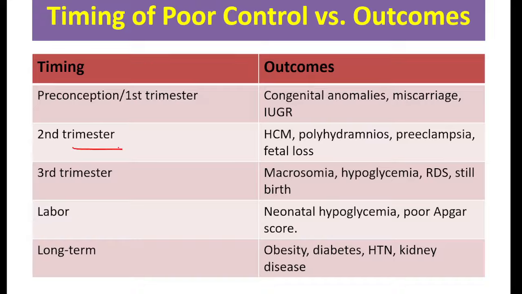In the second trimester, it can cause complications such as hypertrophic cardiomyopathy, polyhydramnios, preeclampsia, even fetal loss. Poor control in the third trimester increases the risk of macrosomia, hypoglycemia, respiratory distress syndrome, and stillbirth. Even during labor, the baby can experience neonatal hypoglycemia and poor APGAR scoring and may need resuscitation. And long term, these infants face higher risks of obesity, diabetes, hypertension, and renal diseases.